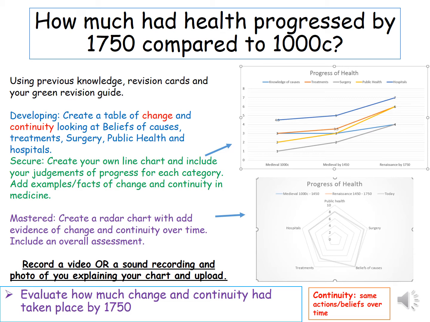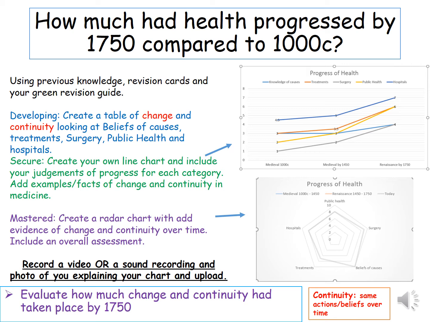How to do this is to look at your previous knowledge, revision cards and your green revision guide. So again, I would like a list of things that have changed and things that have stayed the same. Secure students, I would like you to create your own line chart like you can see on the screen now. And I would like you to make your own judgments. I've put together some potential ideas you could use. Again, we've got the 5 different categories, and I would like you to add examples and facts of change and continuity to your graph. It's down to your judgment, so I'm not expecting your graph to look like mine.